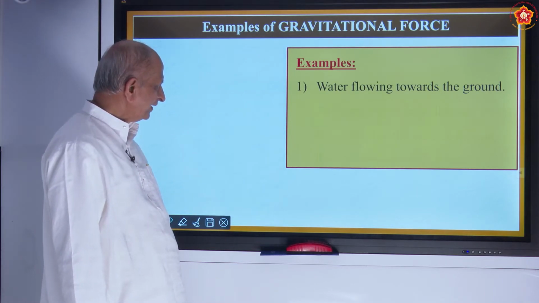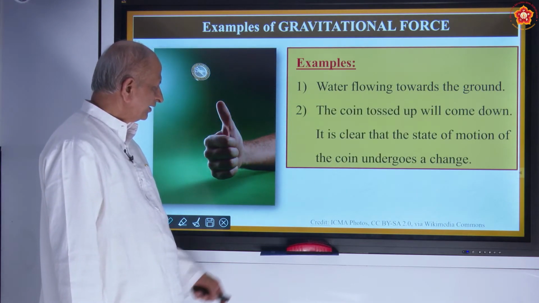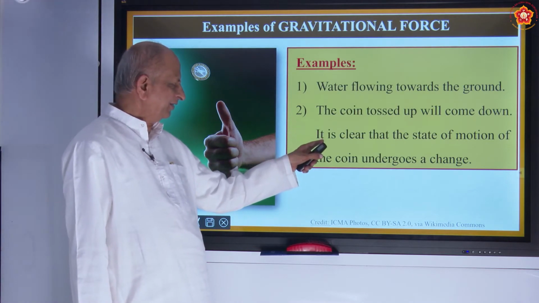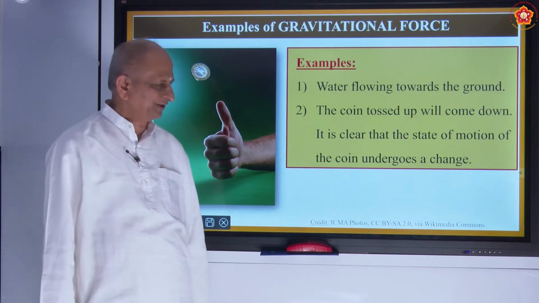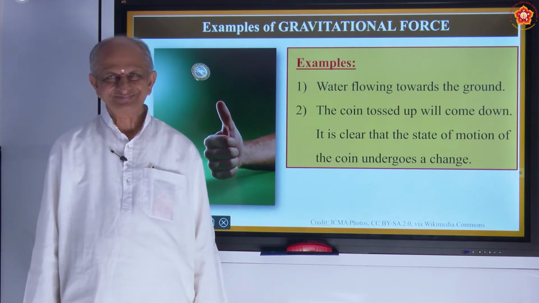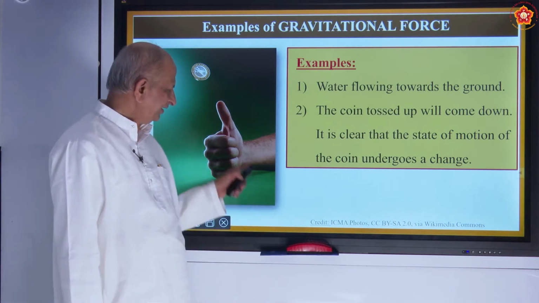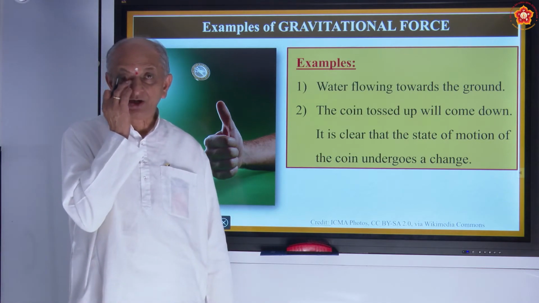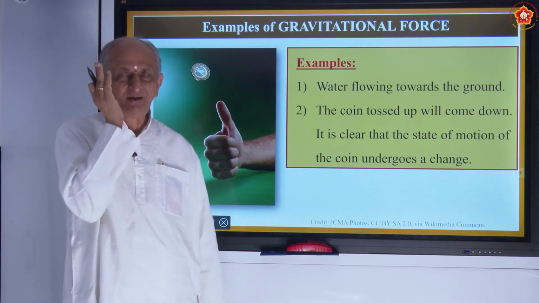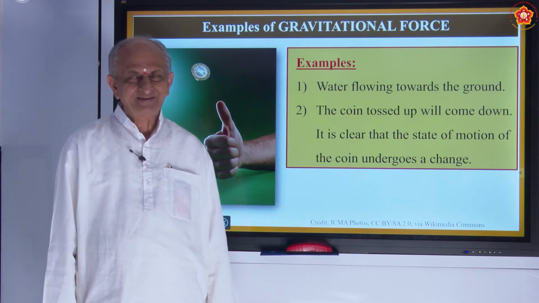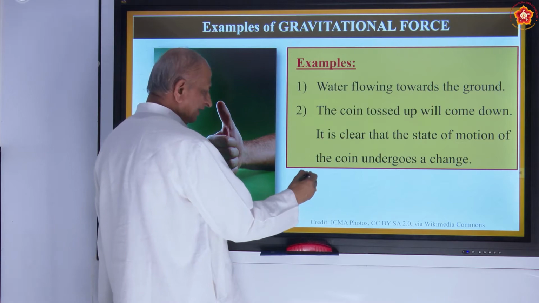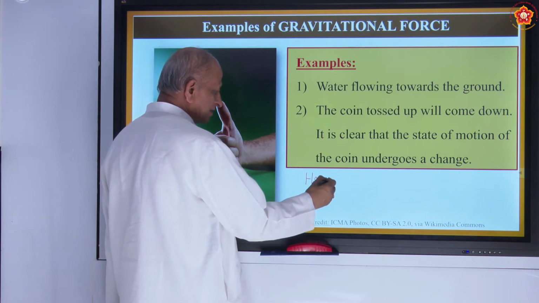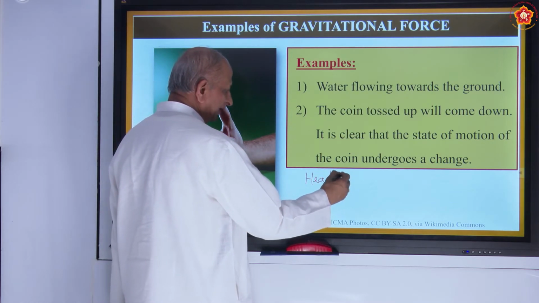And one more example you can see, the coin tossed up will come down. It is clear that the state of motion of the coin undergoes a change. Where you see this type of tossing a coin, by the way, what are the two faces of a coin? There are two faces, correct? We call it head or tail.